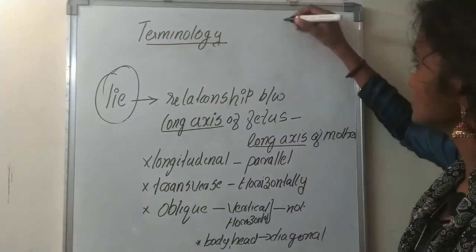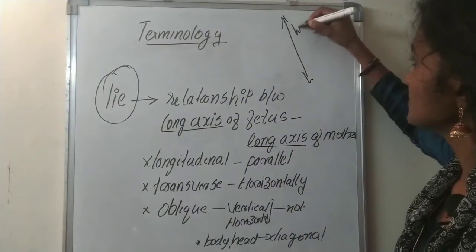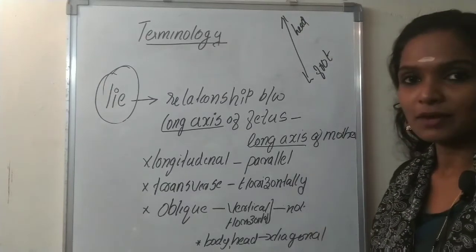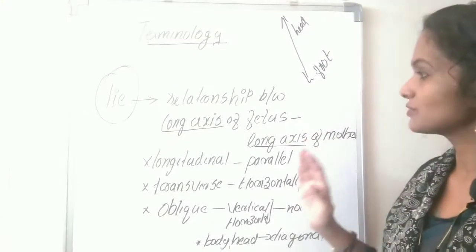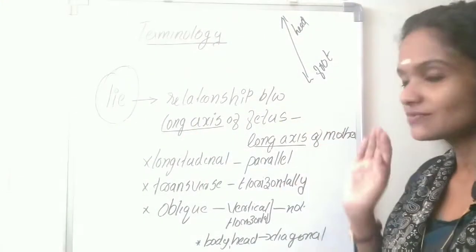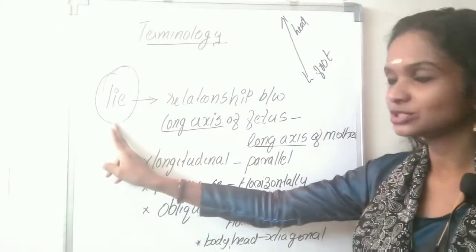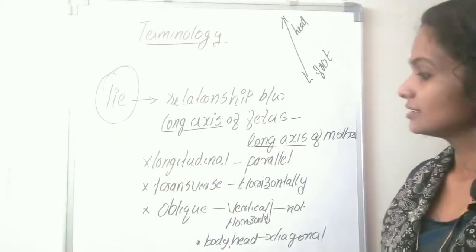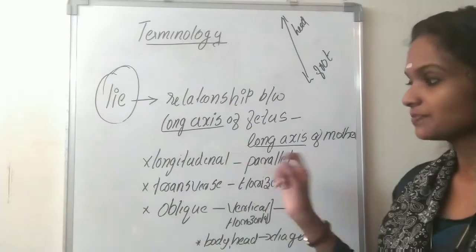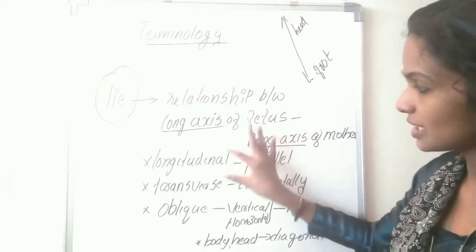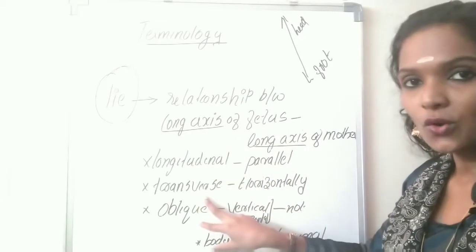What is this long axis? It is an imaginary line from head to foot of the fetus and mother. So the relationship between the long axis of the fetus with respect to the long axis of the mother, the term used for that is lie. There are three types of lie: longitudinal, transverse and oblique.